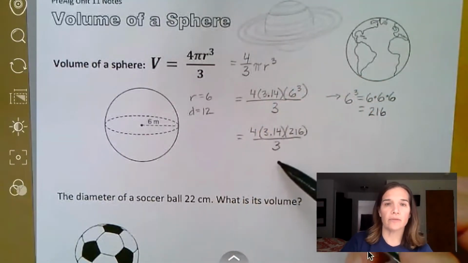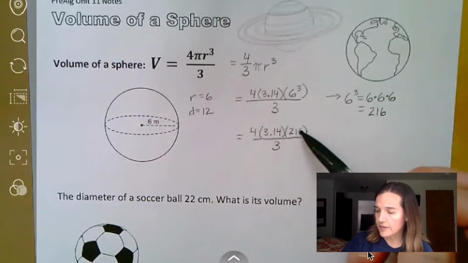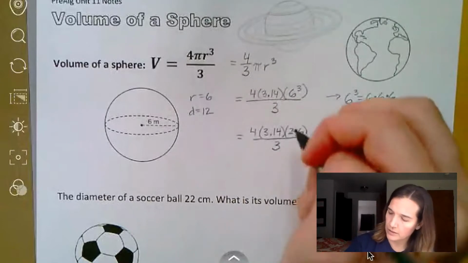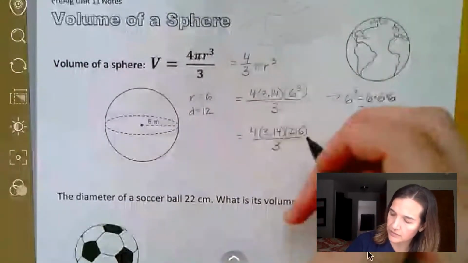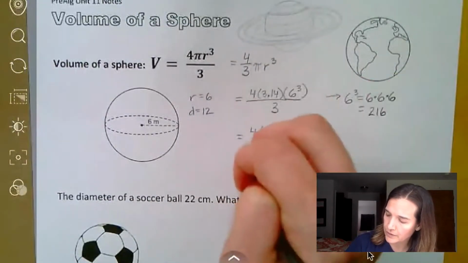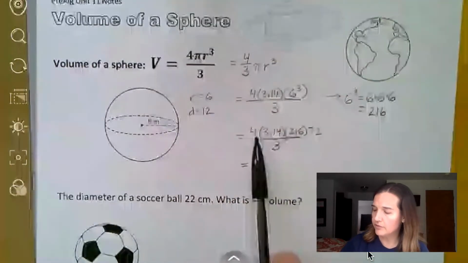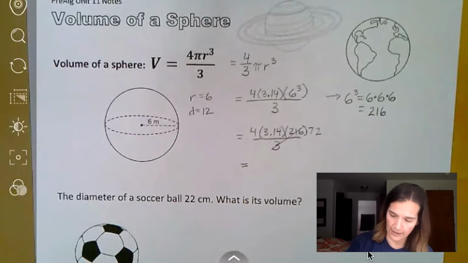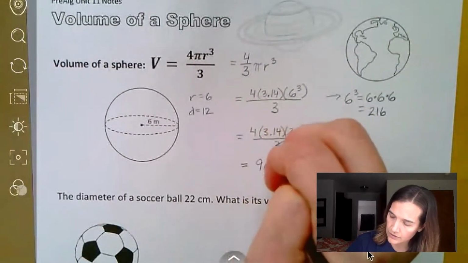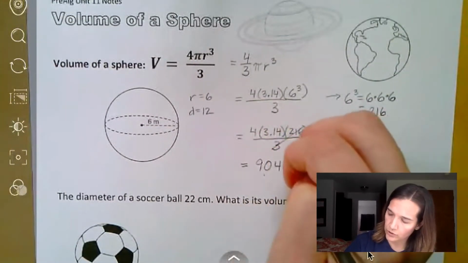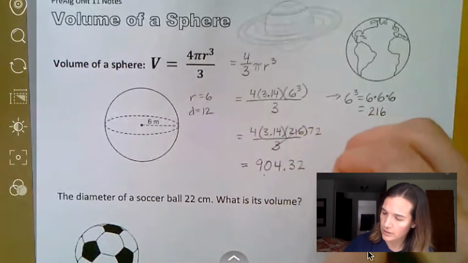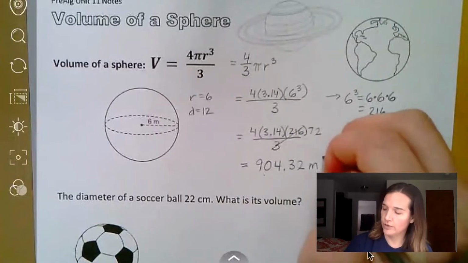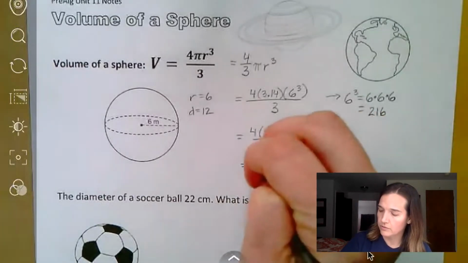216 is divisible by 3. If you didn't know that, you could just multiply all this out and then divide by 3. But since it is divisible by 3, I'm going to do that now. 216 divided by 3 is 72. And so my last step is going to be 4 times 3.14 times 72. Because that's all I have left. And the answer is going to be 904.32. The units here were meters, and because it is volume, we have cubed for this sphere.